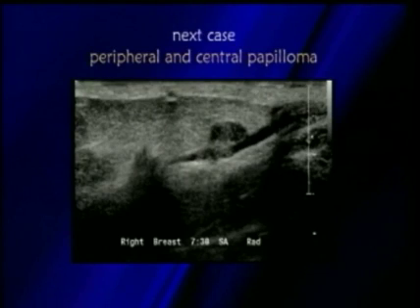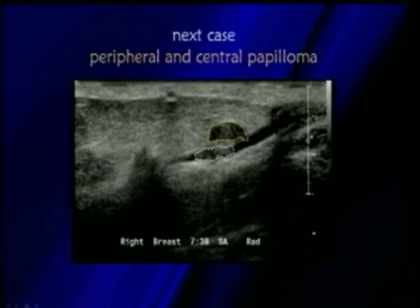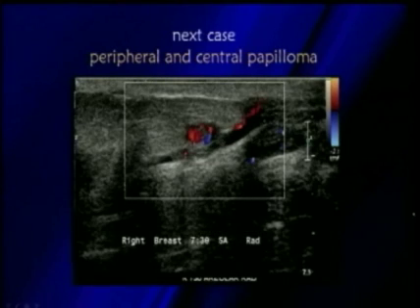This is looking at another patient with both a peripheral and a central papilloma. So here is the main duct with the ductal ectasia. This is a central papilloma. We also see that there is a papilloma involving the TDLU. And we turned on color Doppler looking at these two lesions. Look at the difference in flow.